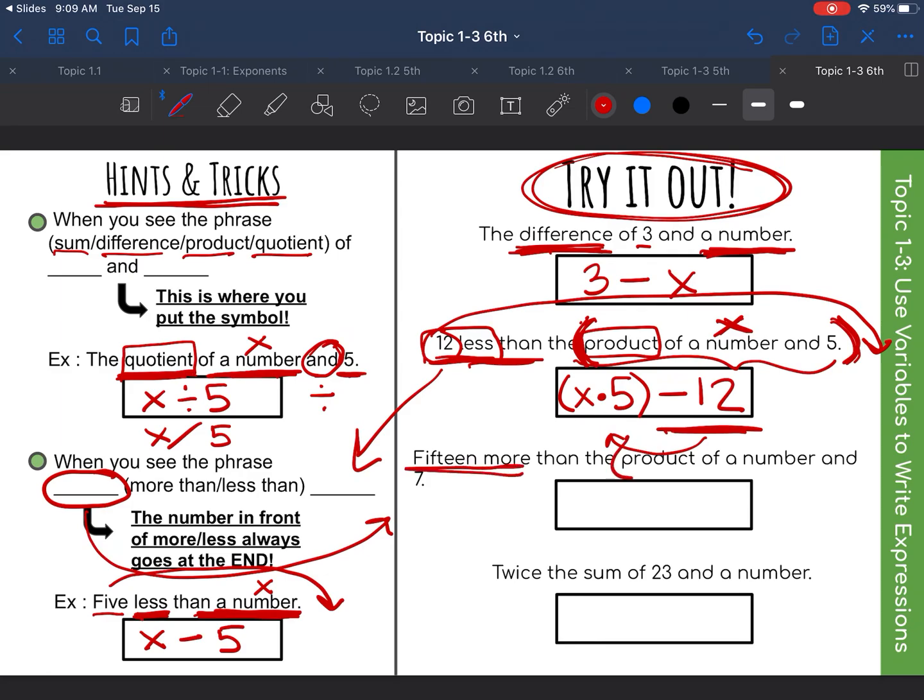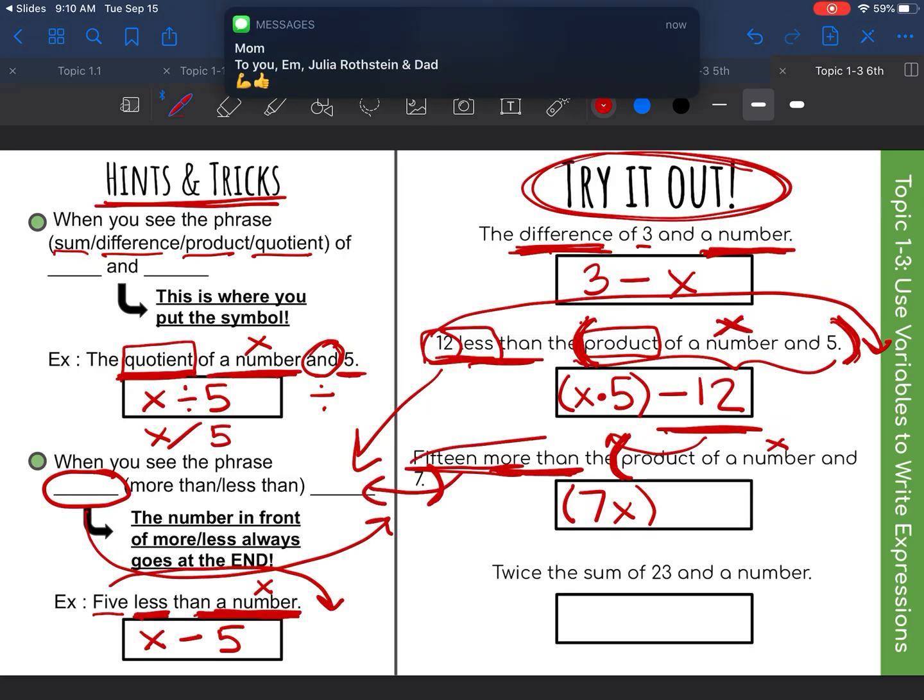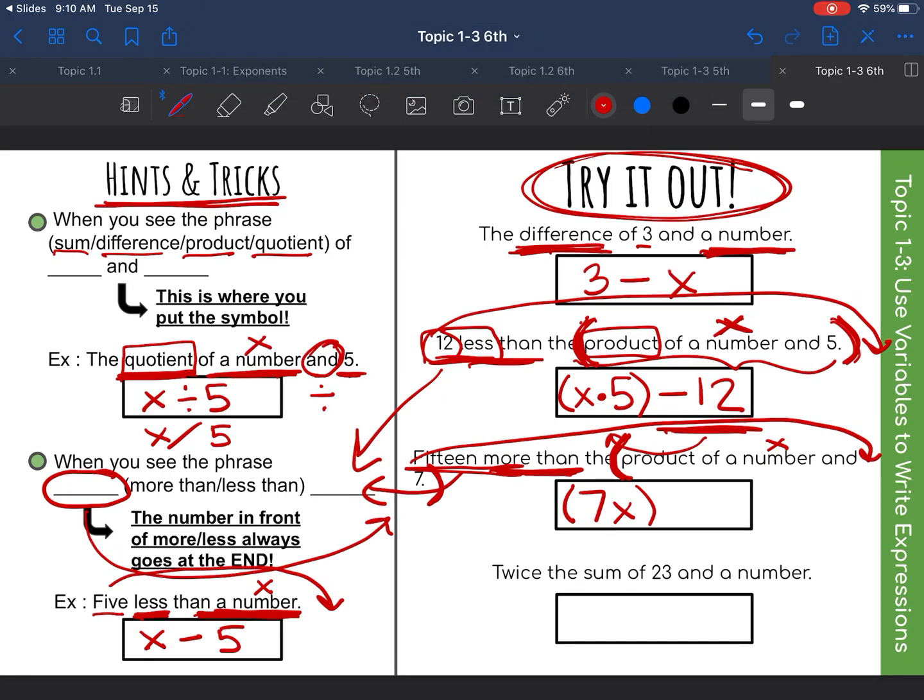15 more than the product. So again, we're going to focus on the product of a number and 7. Okay, so the product of a number, which is X, and 7. Product stands for multiplication. This phrase we're going to put in parentheses to help us. So we can represent that as saying 7X. One of our ways, smushing the variable and the number. And then 15 more. So again, since we're saying more than, just like this rule right here, we're going to put that at the end. So plus 15. Now, the 15 can also go in the front as well.